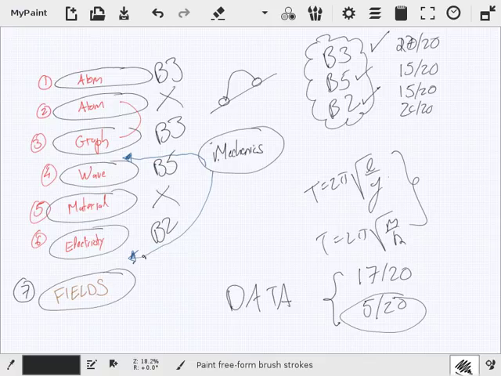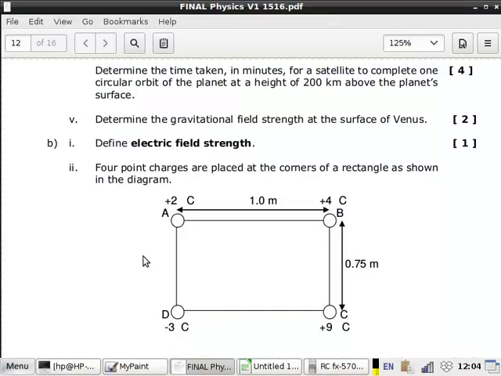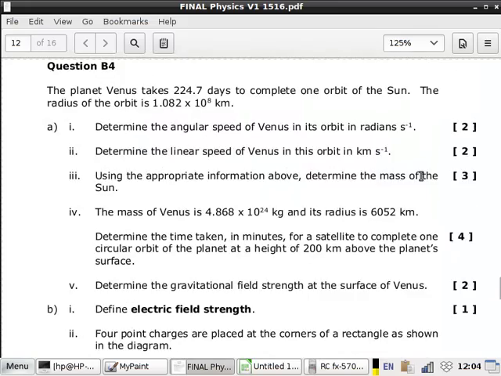Okay, let's have a look at this fields question. Now, I'm doing this fields question not because I want you to do it in the exam, but because it's hard. And I want you to try it now so that you can see it's hard.